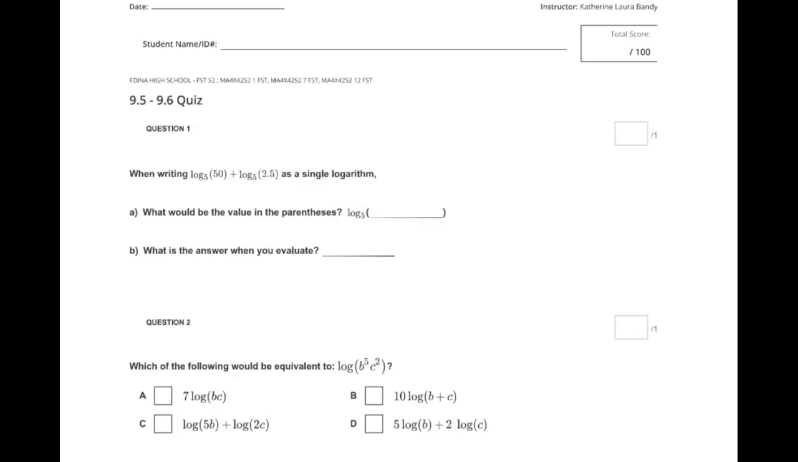First of all, these are both base 5. So when we put these together, they'll be multiplication. So it'll be log base 5 of 50 times 2.5. The only thing here is a lot of you left it as 50 times 0.25. But I was looking for the simplified version, where log base 5 of 50 times 2.5 is 125. So the answer I was looking for was 125.